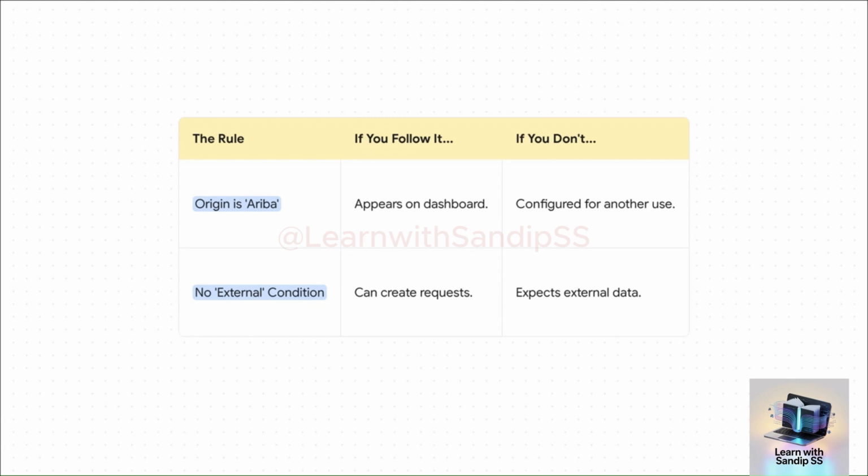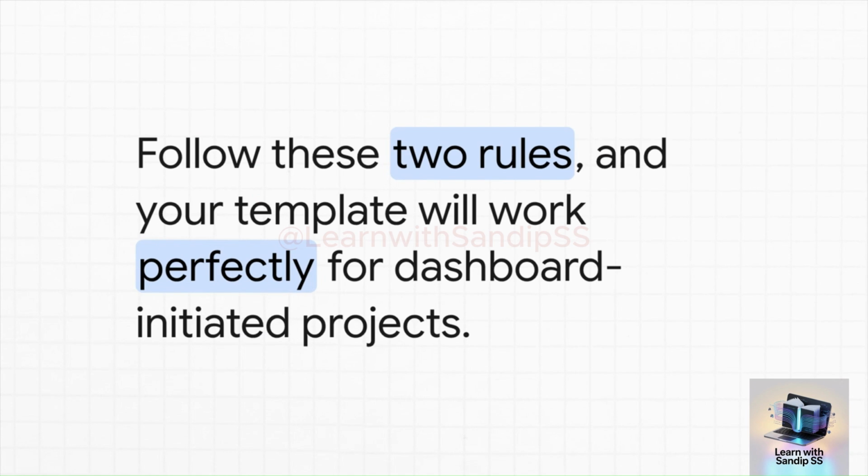Look at Rule 1. Set the origin to Ariba, and boom, your template shows up on the dashboard for users. Easy. Now, Rule 2. Make sure there's no external condition, and you've just empowered your users to create requests directly. If that condition is there, your template is basically just sitting there, waiting for data from an external system that's never going to come. So really, the big takeaway is this. It all boils down to these two settings. You get them right, and you unlock a smooth, standardized, and efficient way to kick off sourcing requests right from the user dashboard. This is the foundation of a well-run sourcing process.